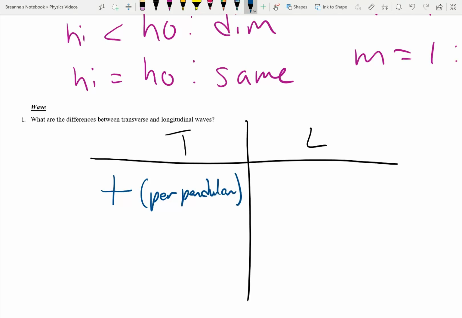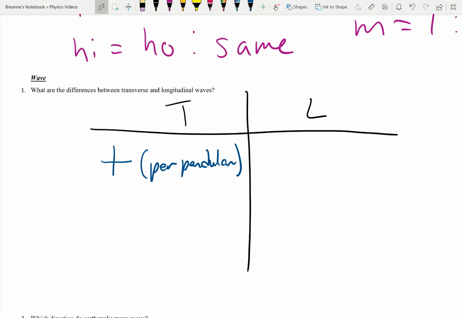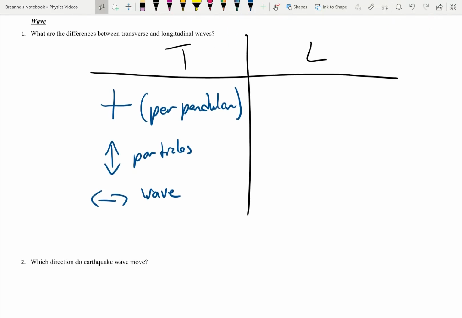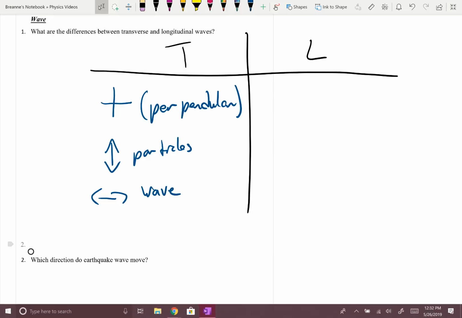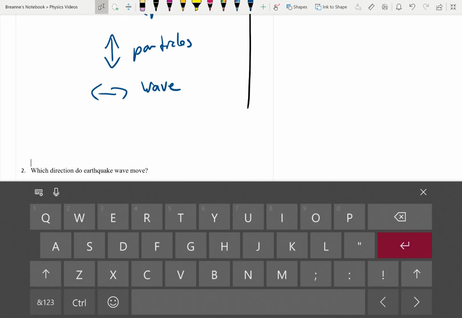Perpendicular. What it means by that is the movement of the wave is perpendicular to how the particles are moving. So the particles move up and down, and the wave itself, the energy of the wave, moves left and right. So your wave moves left and right.